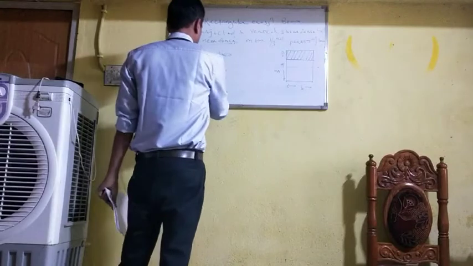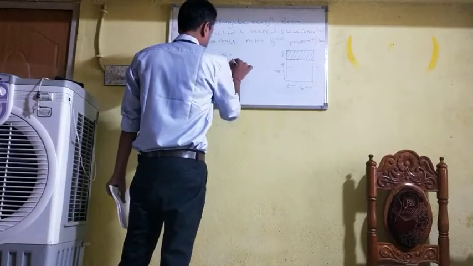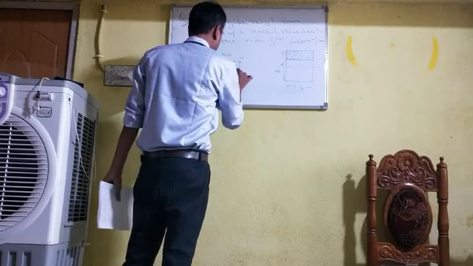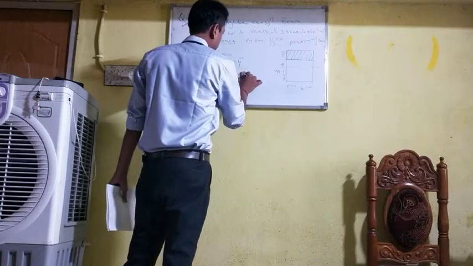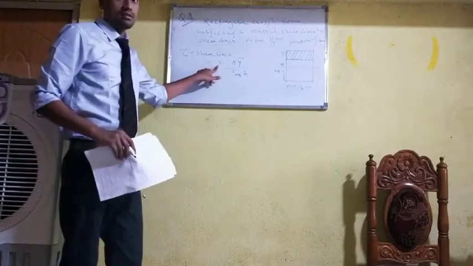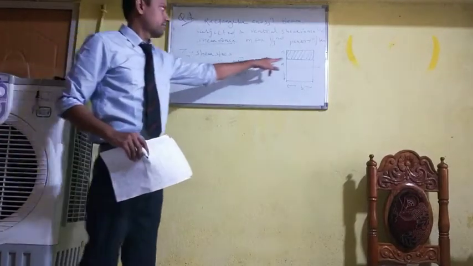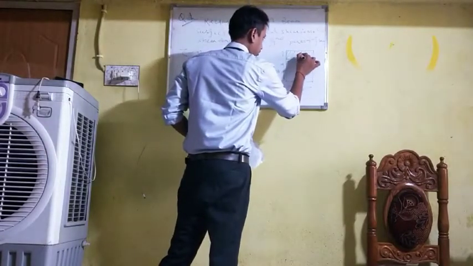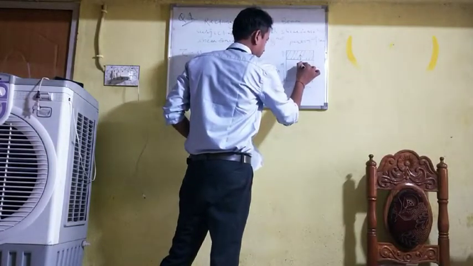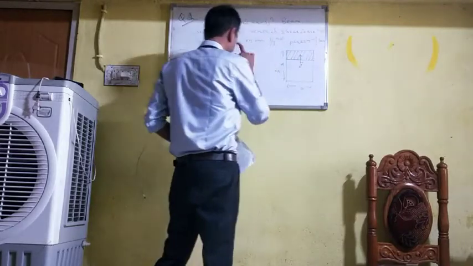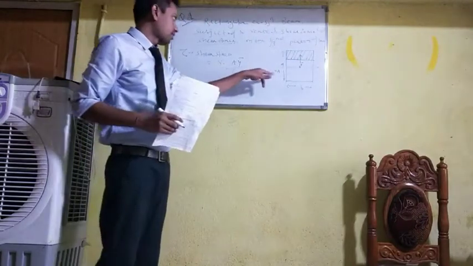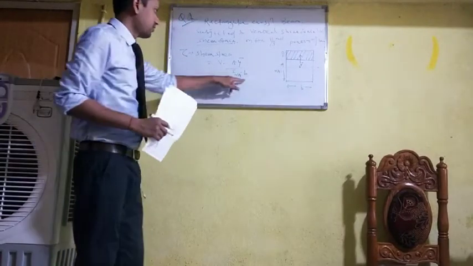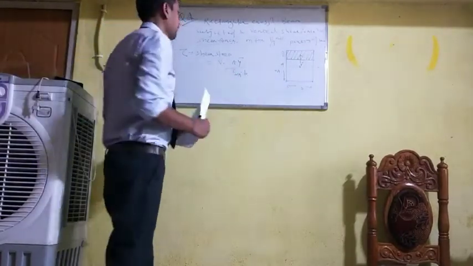Tau. So we know that the formula for the shear stress is equal to V into A y bar upon I neutral axis into B. So here V is the shear force, A is the area of the hatched portion, y bar is the distance of the center of the hatched portion from the neutral axis. This is y bar. And I neutral axis is the moment of inertia about the neutral axis of the cross section, and B is the width of the cross section.